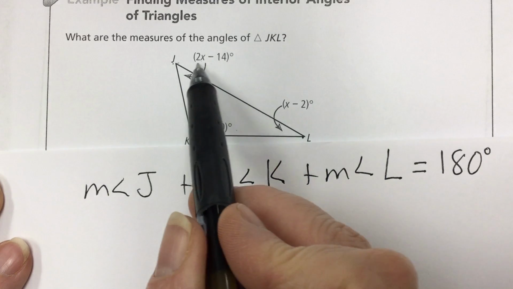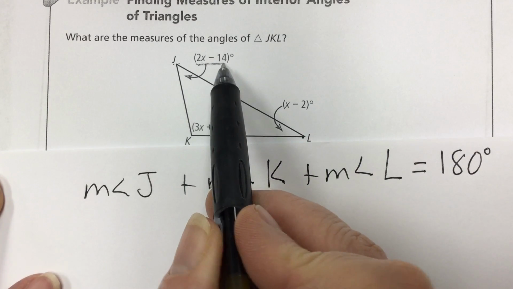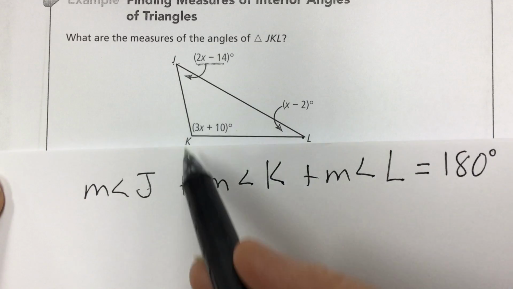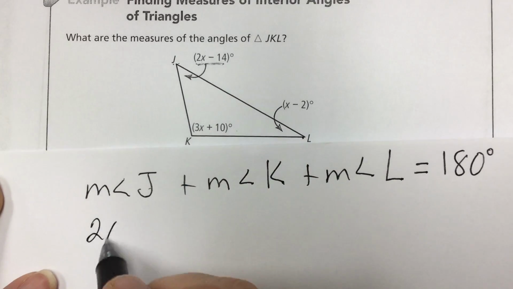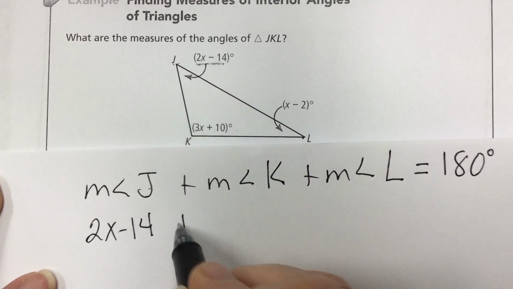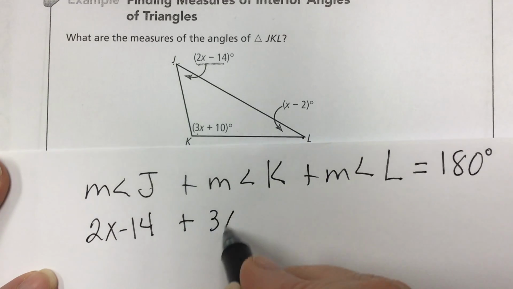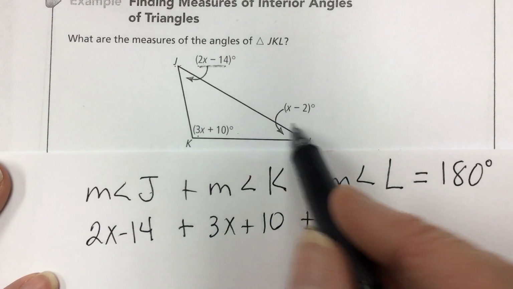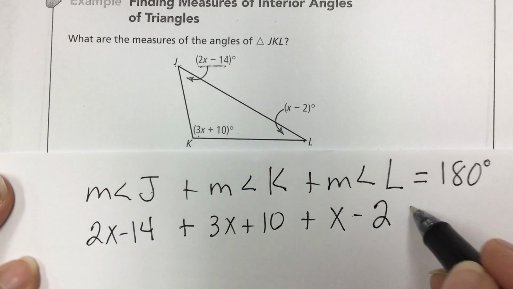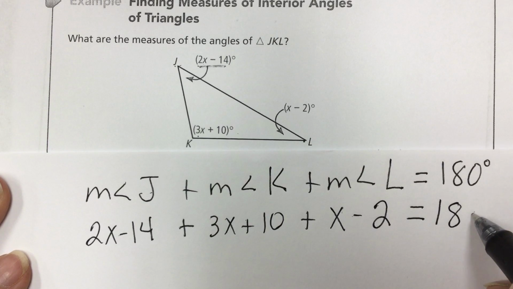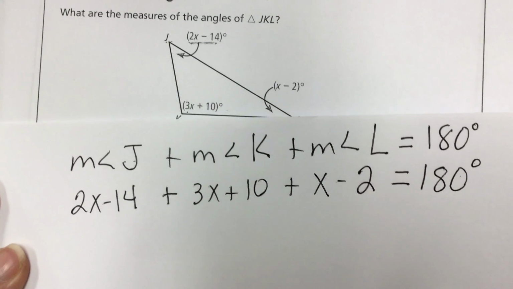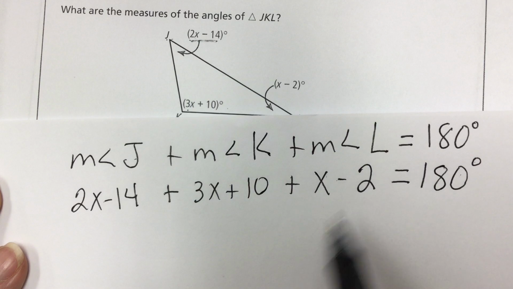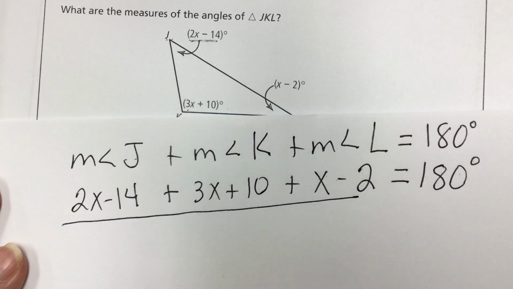So what we're going to do is take their algebraic name and substitute it in for the measure of angle J. All right, angle J is 2x minus 14, plus the measure of angle K is 3x plus 10, plus the measure of angle L is x minus 2. But still, all of those angles should add up to 180 degrees. Now we need to combine like terms. We have an equation. I need to combine all the like terms on the left side of my equal sign.